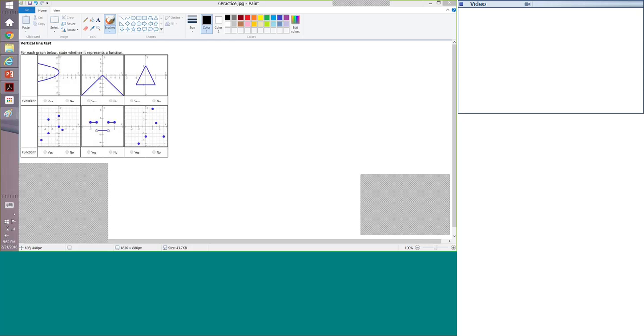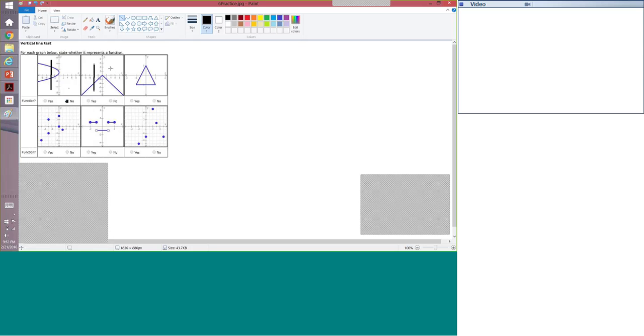Okay, so let's go through it real quick. The first one on the top left, if we draw our vertical line over here on the left, we can see that we're going to cross our blue graph twice, once here and once here, so this one is not a function.